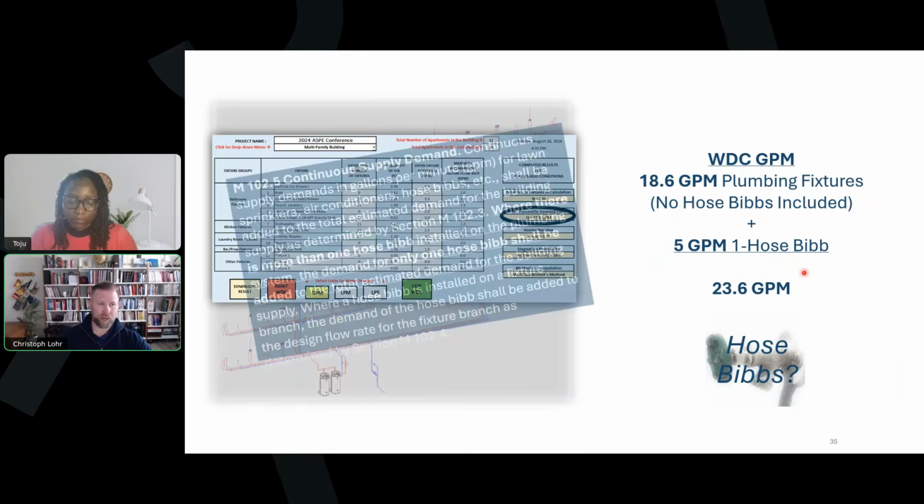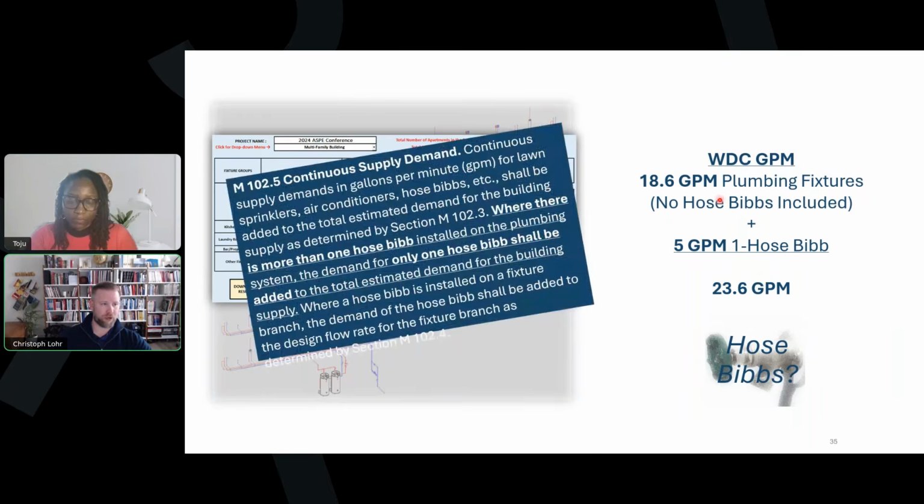And that's exactly straight from M102.5, where it says that where there is more than one hose bib installed on the plumbing system, the demand for only one hose bib shall be added. So this is just the continuous supply demand. Irrigation is similar, but there are arguments and people who make different engineering decisions around that. So right now, irrigation and hose bibs you have to add based on M102.5, but there are potentially opportunities to work with your AHJ or make more engineering decisions about right sizing.